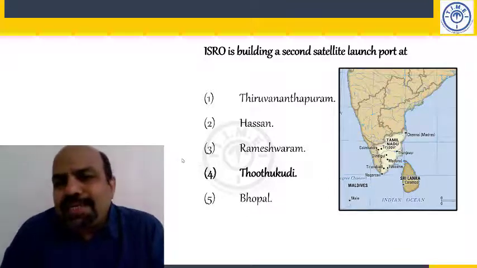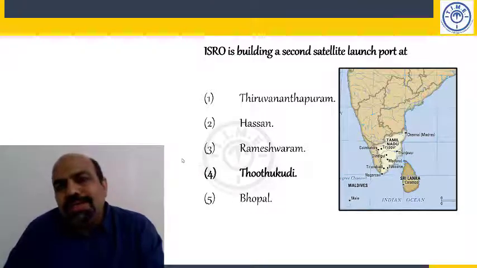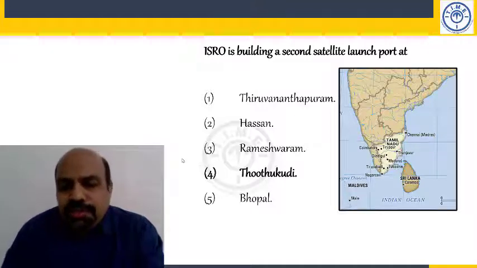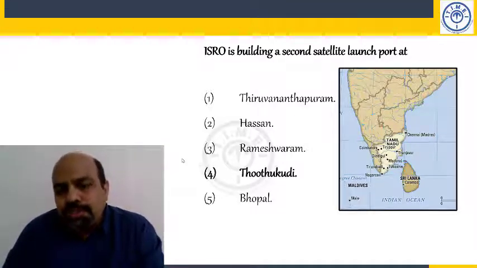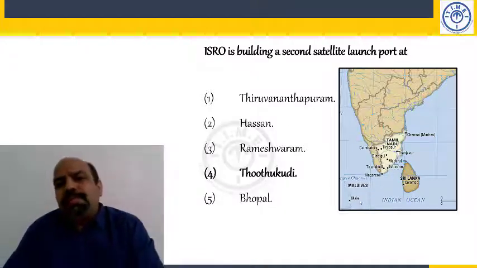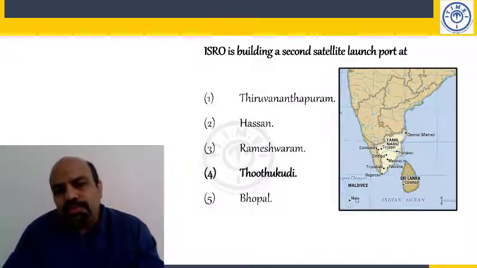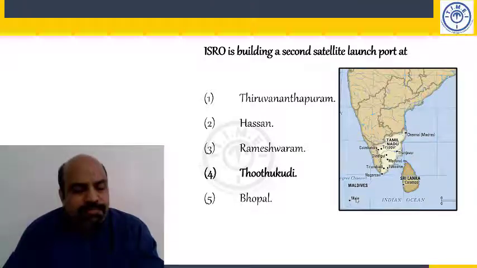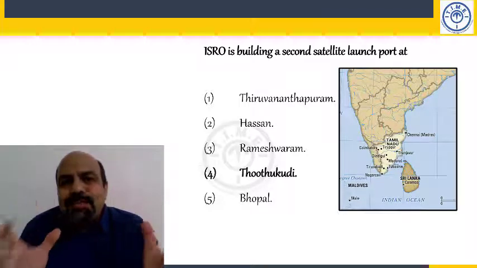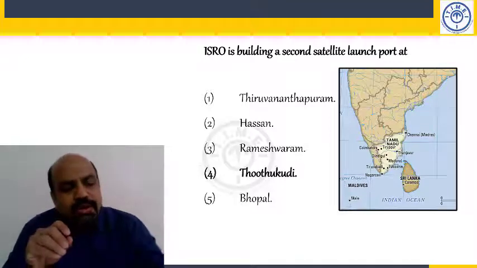ISRO is building a second satellite launch port at Tuticorin. In this map you can find Tuticorin at the bottom. It's a port town. So why Tuticorin? But before that, let's write a little about ISRO. Please write ISRO. Underline that. Right. First point. Indian Space Research Organization.